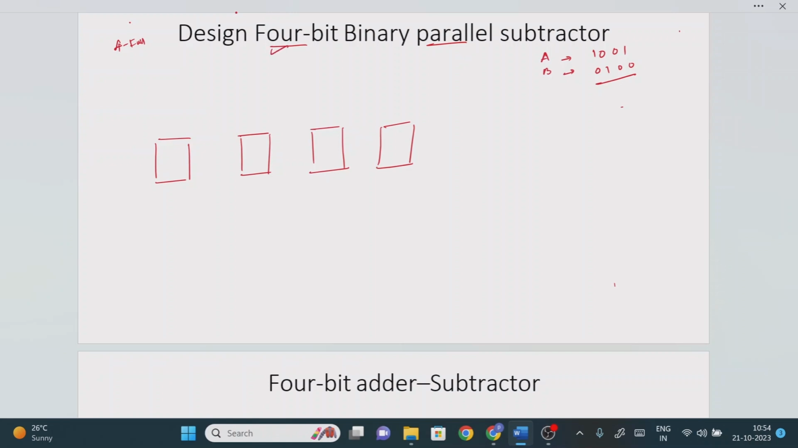For example, suppose you consider A bit value equal to 1001, B bit value equal to 0100. It means we need to perform the A minus B operation, that is 1001 minus 0100. Now if you consider here, everything we are going to design in terms of only full adders, not in terms of the full subtractor.